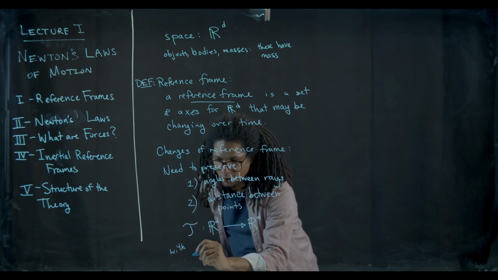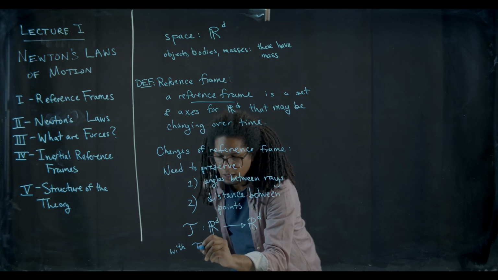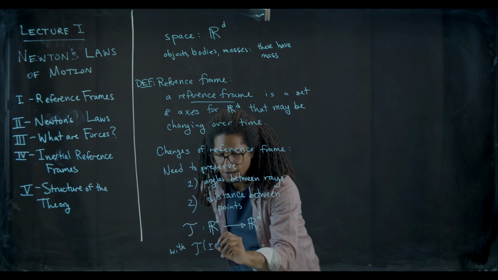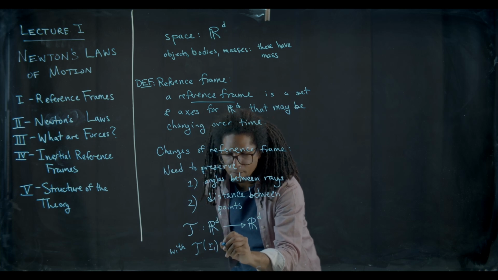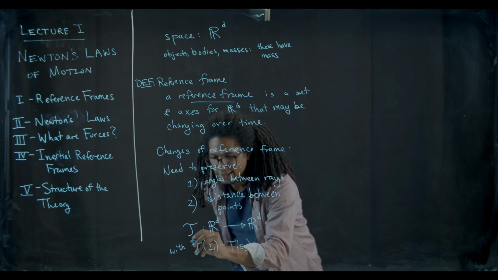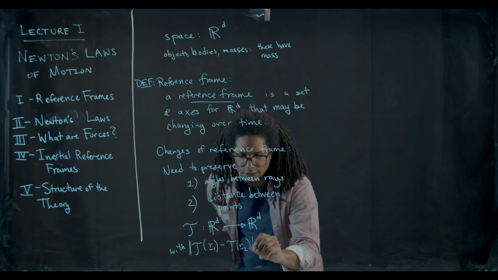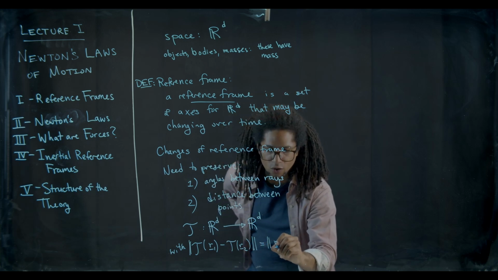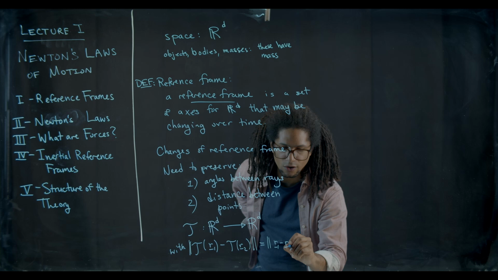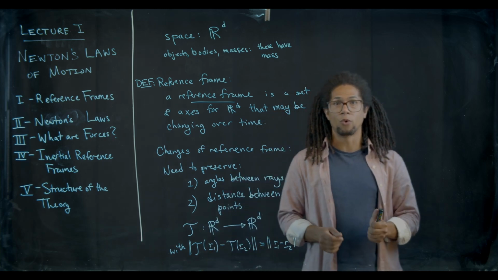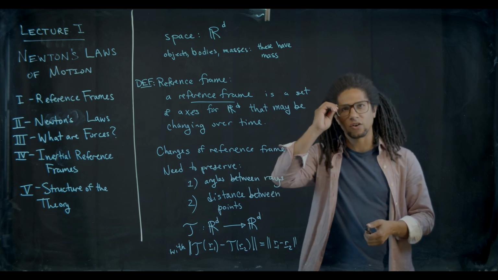T of R1 minus T of R2, distance, so I'll put my distance markers, is equal to the distance between R1 and R2. All right, this gets into an important point, which is the notation that I'm going to use for vectors in this class.